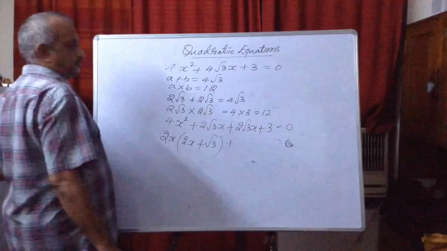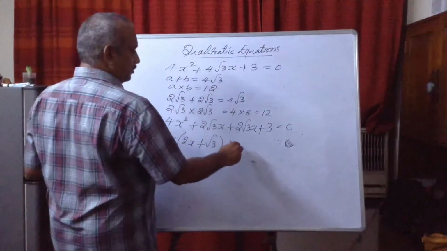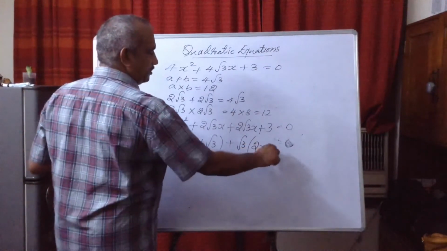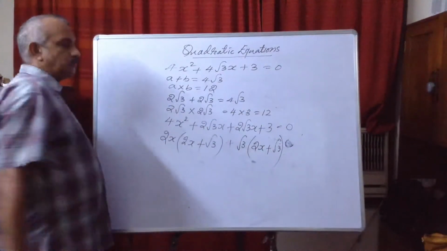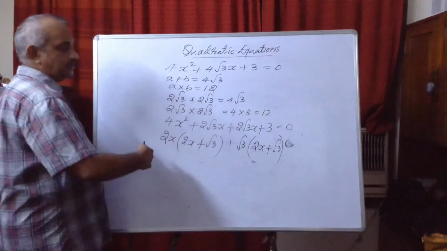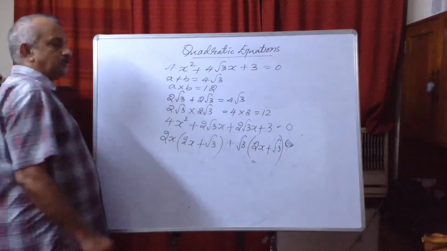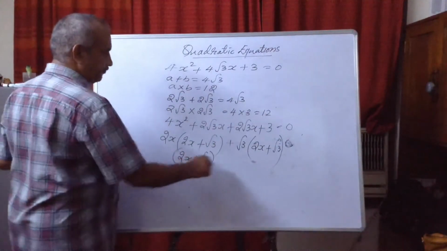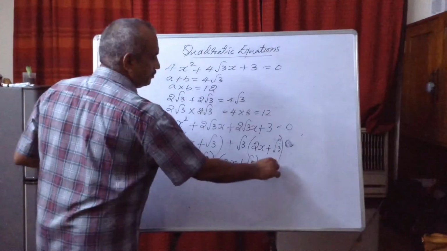Now these two terms, what is common? We can take out only root 3. See, root 3 outside, 2x is left plus root 3 is left. Now 2x plus root 3, because 3 is root 3 into root 3. So 1 root 3 is taken out, still 1 root 3 is left. Now 2x plus root 3 is common. 2x plus root 3 into 2x plus root 3 is equal to 0.